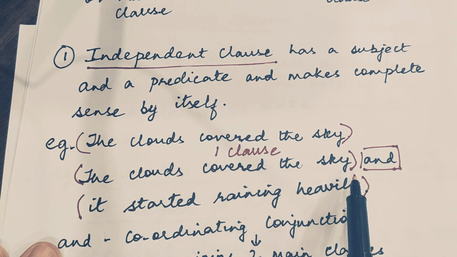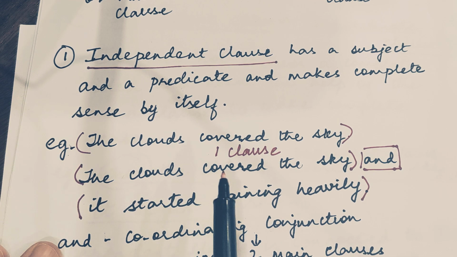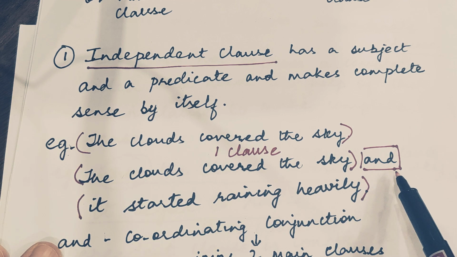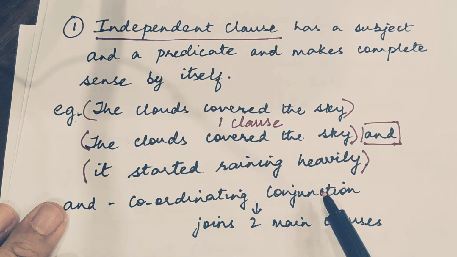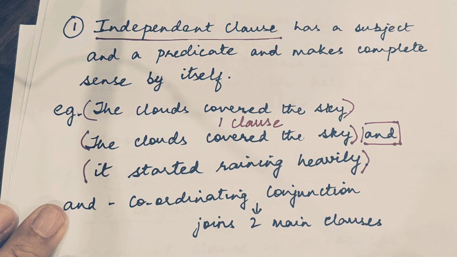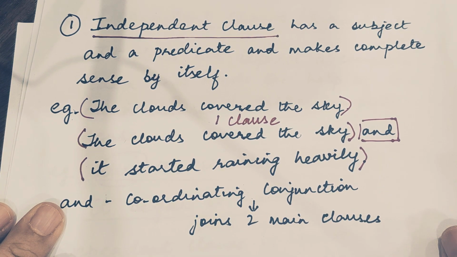The clouds covered the sky and it started raining heavily. Over here this sentence is made up of two clauses. The first clause is the clouds covered the sky. The second clause is it started raining heavily. So this sentence is made up of two main clauses and it is joined by a conjunction. So the conjunction that joins two main clauses is known as a coordinating conjunction. We will deal with coordinating conjunctions again when I am teaching you types of sentences.